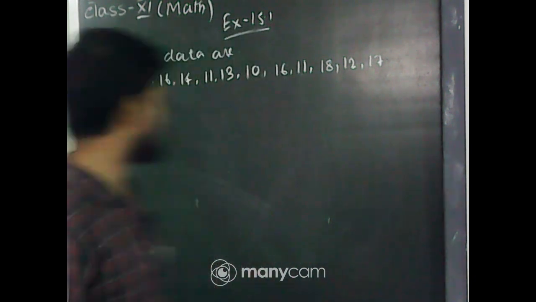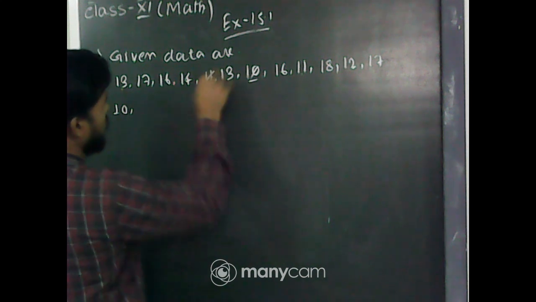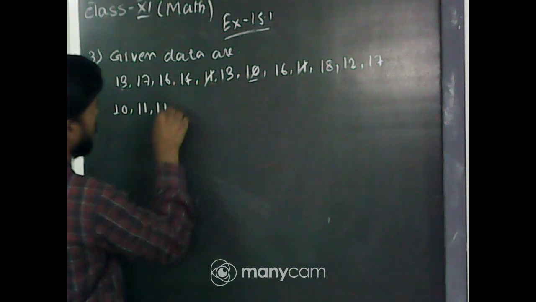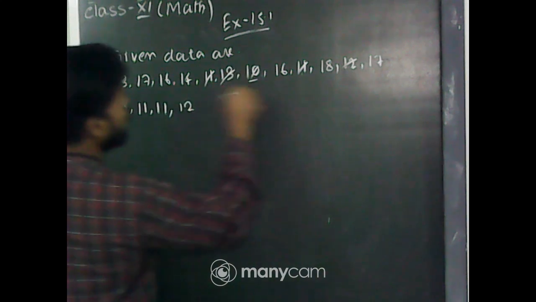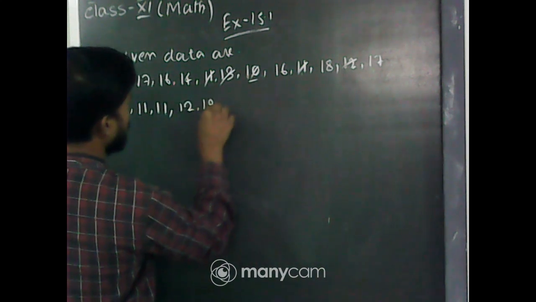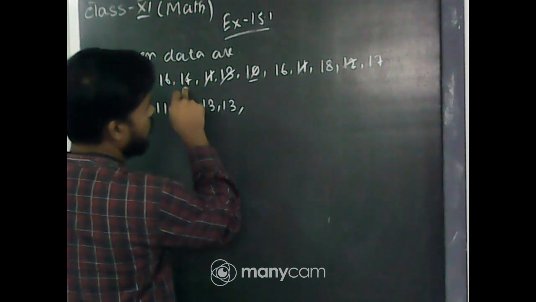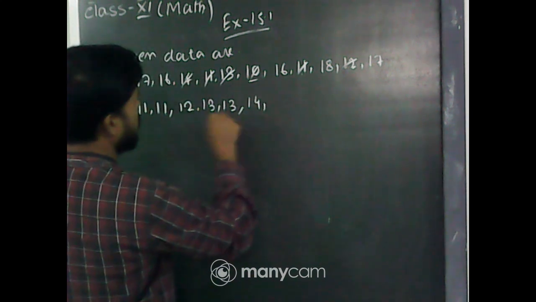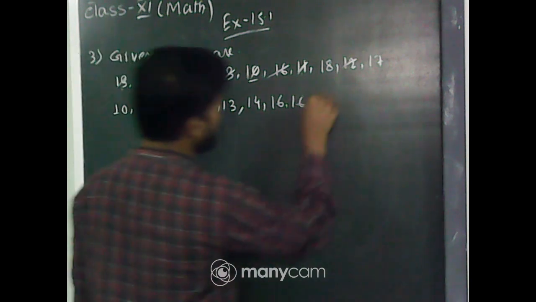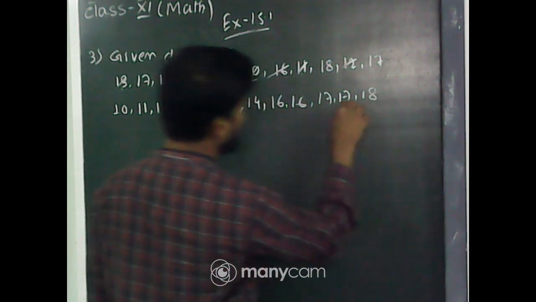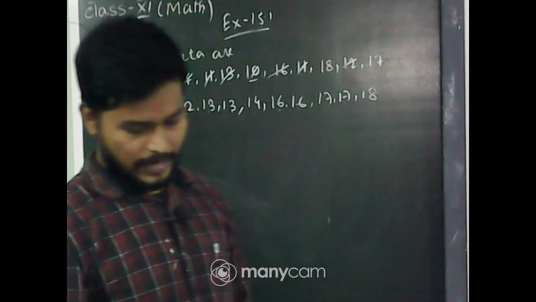The first data, the smallest data, is 10. Then 11, 11. Next data is 12, then 13, 13, two 13s are there. Then 14, 14, then 16, 16, 16, then 17, and then 18. 1, 2, 3, 4, 5, 6, 7, 8, 9, 10, 11, 12. Okay, so we have arranged all the data in ascending order.